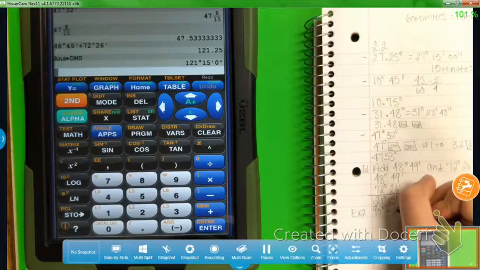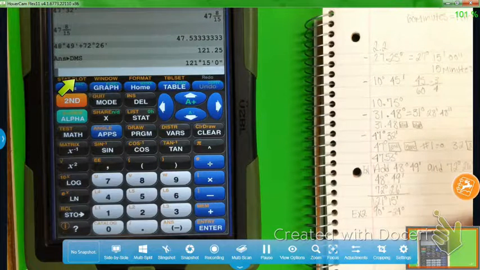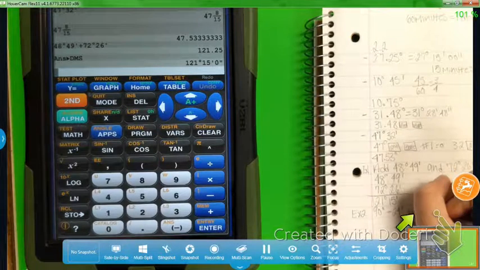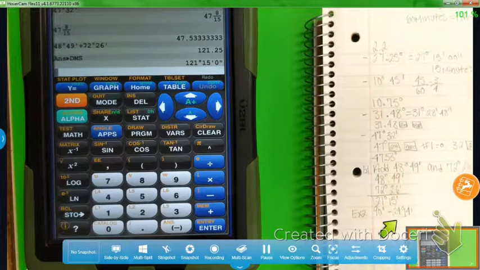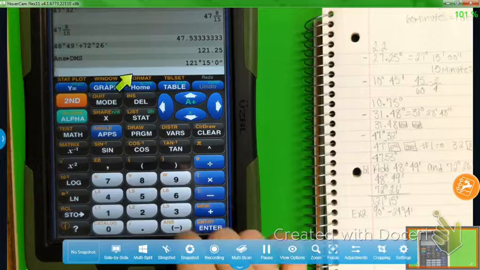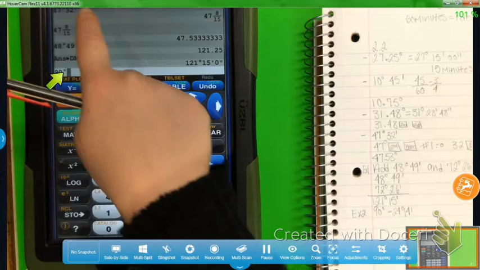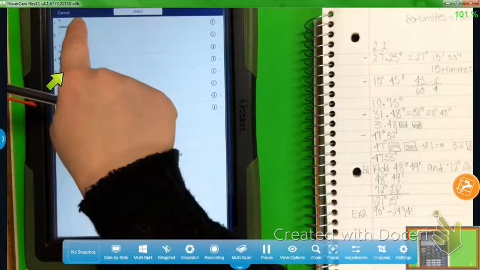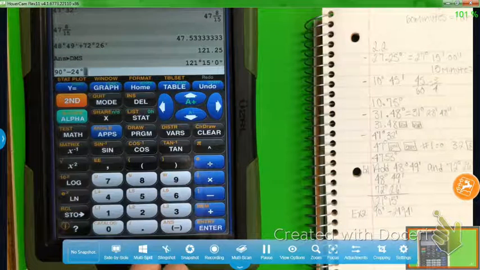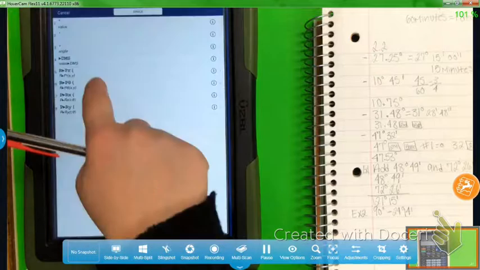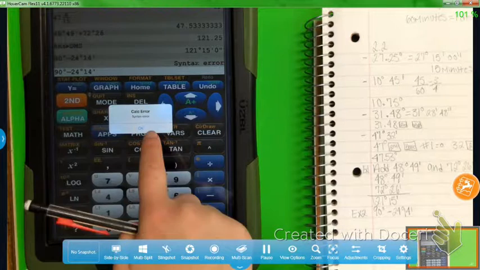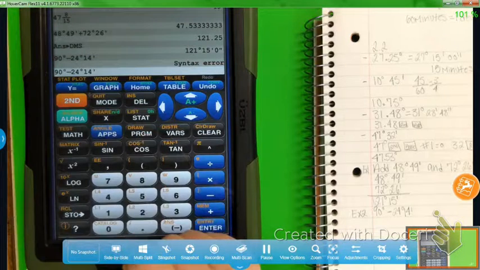So if we go back and look at the calculator again and type that in, 90 degrees minus 24 degrees and 14 minutes. Oh, you forgot your 14 minutes here. Yeah, there you go. So does everybody's screen look like hers? Make sure that's a minus sign and not a negative.